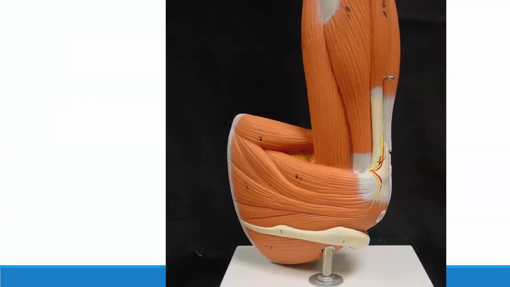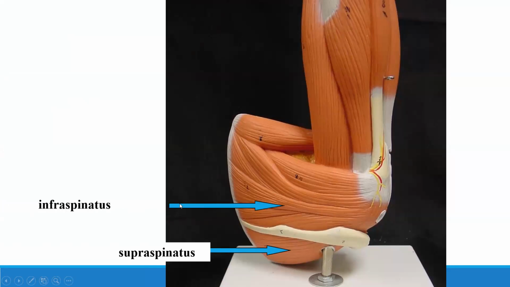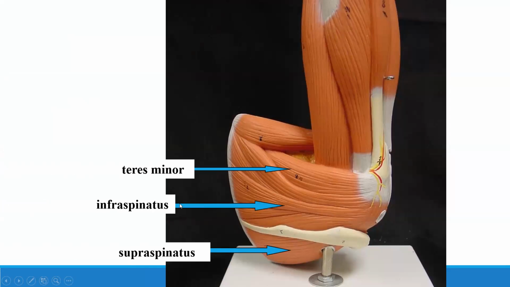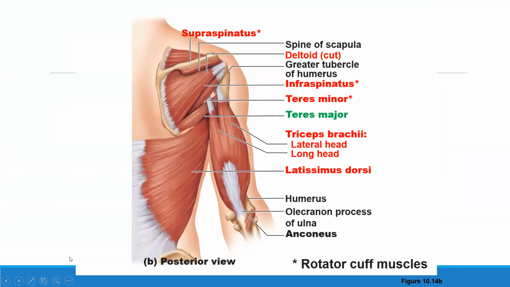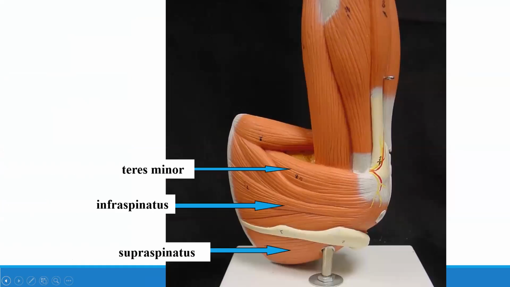Okay, now here we're looking at, again, the anterior surface of the rotator cuff muscles. There's the spine of the scapula. Here is the supraspinatus muscle. Here is the infraspinatus muscle. There is the teres minor right there. And I left off the teres major because it's not one of them.